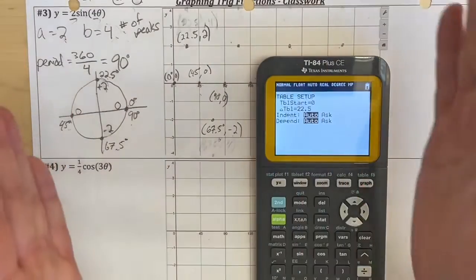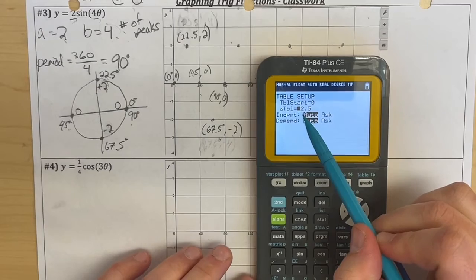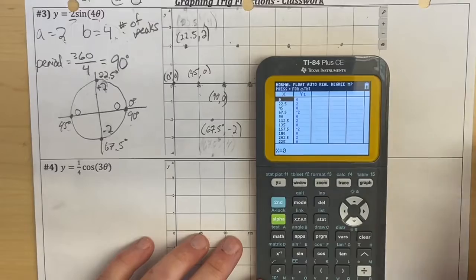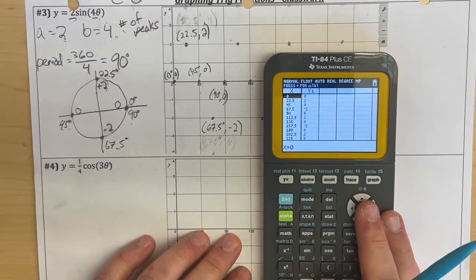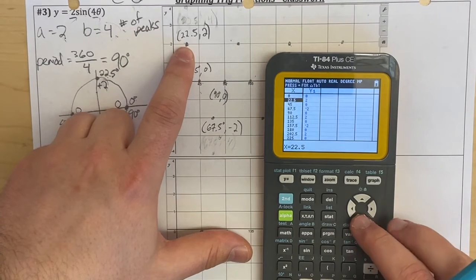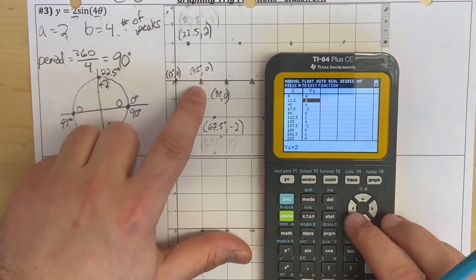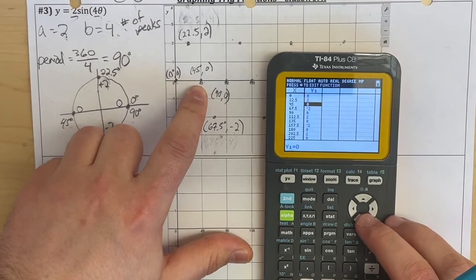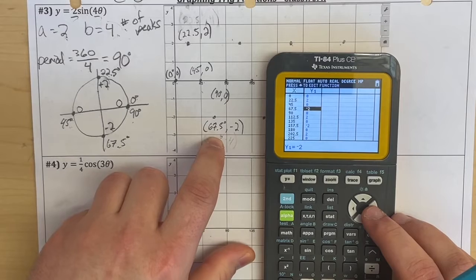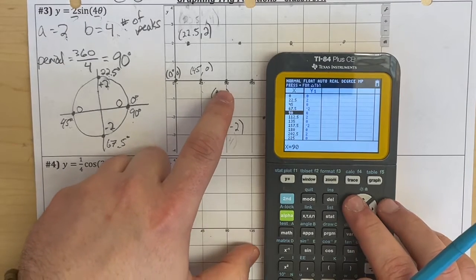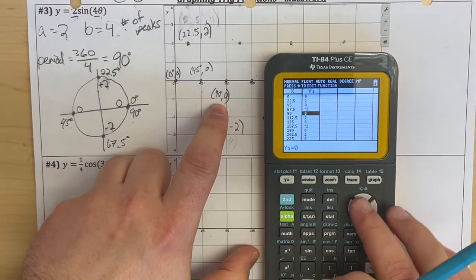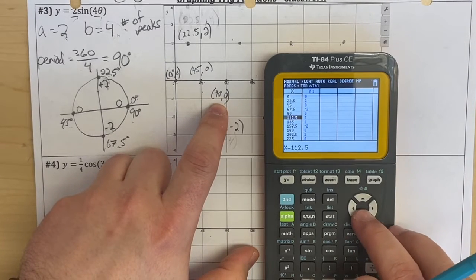So we're saying each point I have 22.5, and so now when I hit second graph, now I have my table of values. Okay, a little bit concerned there, but we're good. So I have 0, when x is 22.5, I have 2 as my y value. When x is 45, I have y value of 0. When x is 67.5, my y value is -2. And when x is 90 degrees, my y value is 0. And so I know that that repeats itself after that.